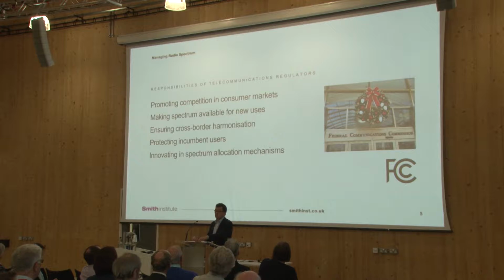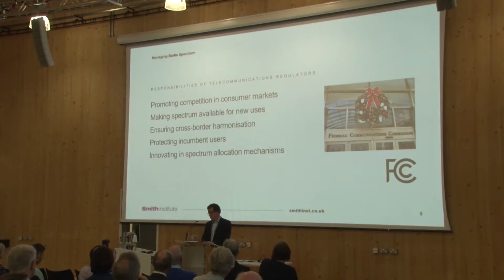Our customer in this work was the Federal Communications Commission, based in Washington, D.C., and they are the national telecommunications regulator for the United States. So the equivalent organisation here in the UK would be Ofcom. And the telecommunications regulators around the world have similar sets of responsibilities. So in particular, promoting competition in consumer markets. To do that, they need to make spectrum available for new uses, and they also have to ensure what's called cross-border harmonisation, which in plain language means making sure that your mobile phone works when you go abroad.